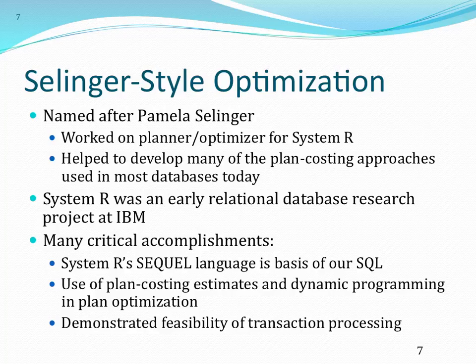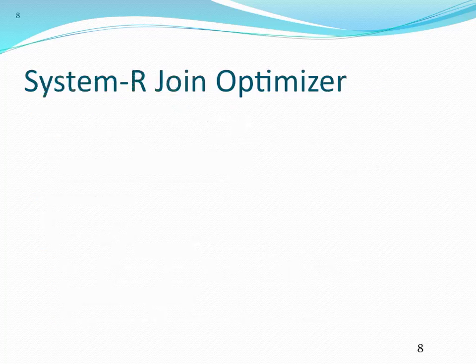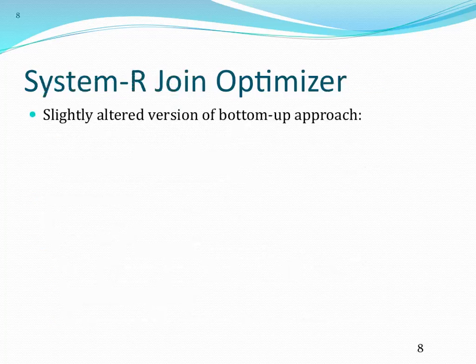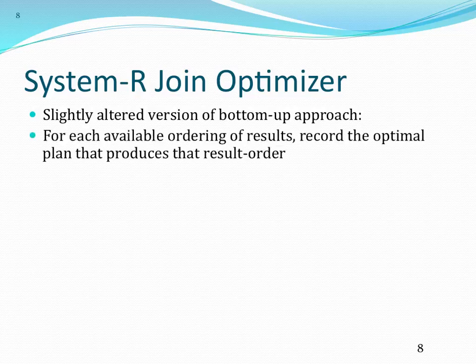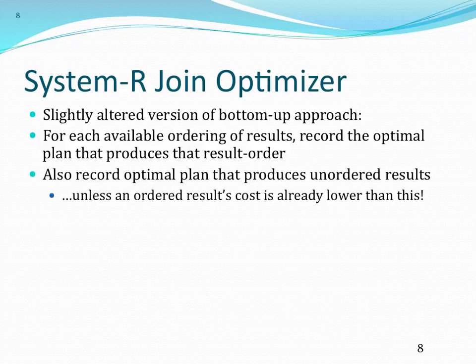But System R is a really important project. Now, the way that System R's optimizer worked is, like I said, just a little tweak to the way that our bottom-up optimizer works. We do the same thing. We go through all of our individual tables that we're looking at, and we figure out the optimal plan that would generate results. But we also keep around plans that would generate ordered results. I wrote this backwards compared to the way I just explained it.